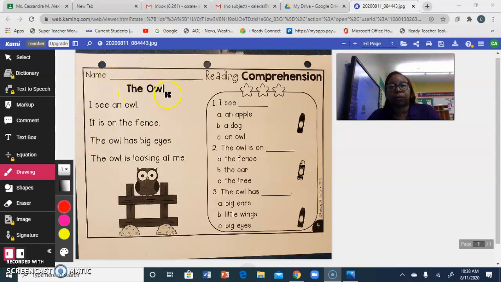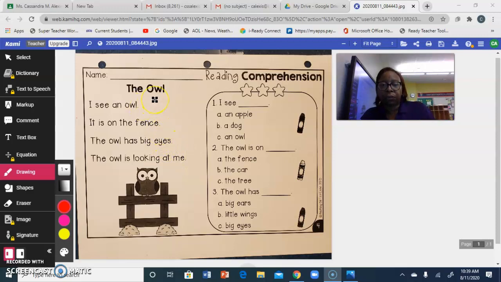And look at the head at the bottom. Not that the story says anything about the head, but that's actually here at the bottom of the paper. So, the owl. I see an owl. It is on the fence. The owl has big eyes. The owl is looking at me. Did you notice what I did when I was reading? I put my cursor under each word to make sure that I read each word. And remember, there's a punctuation at each sentence. There's a period. So that means that you stop, you pause to go to the next one.